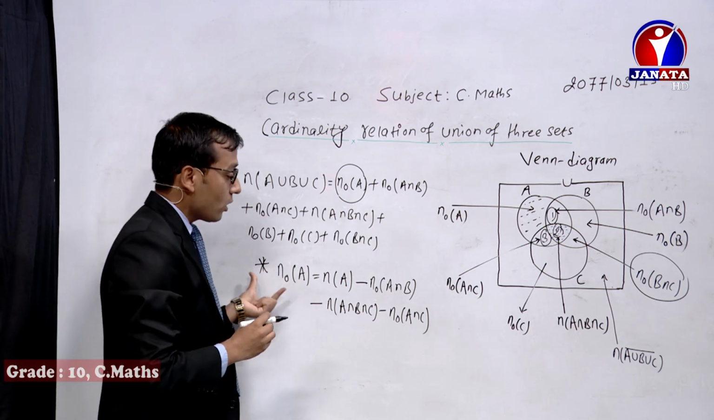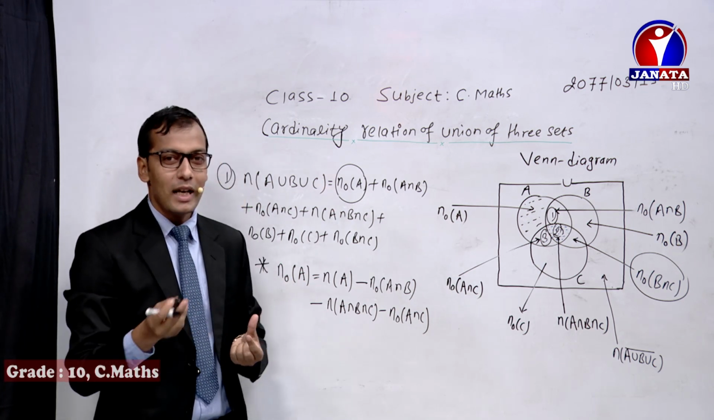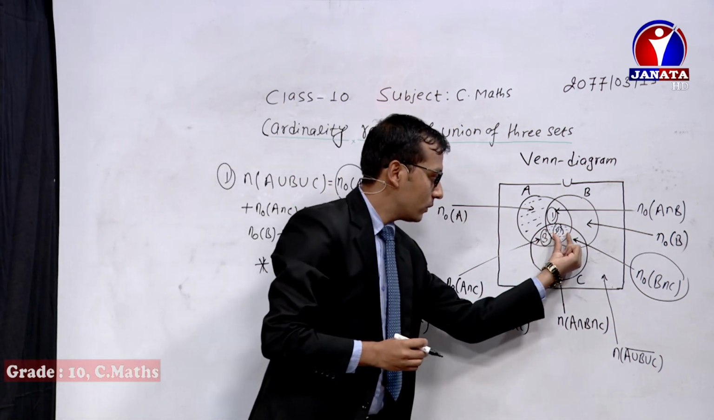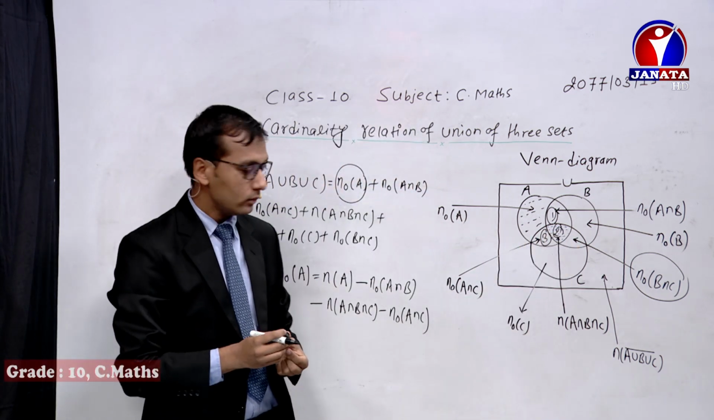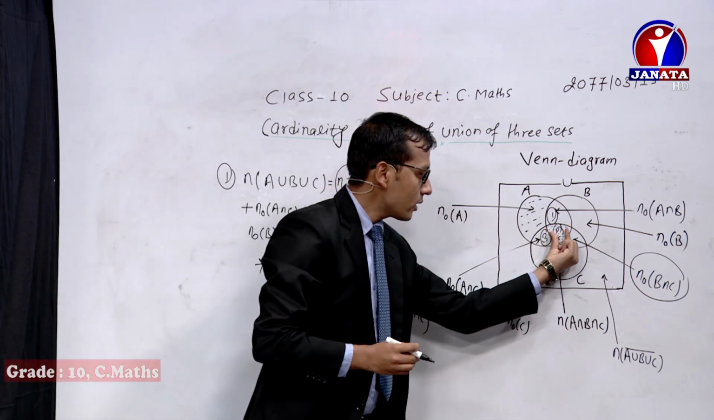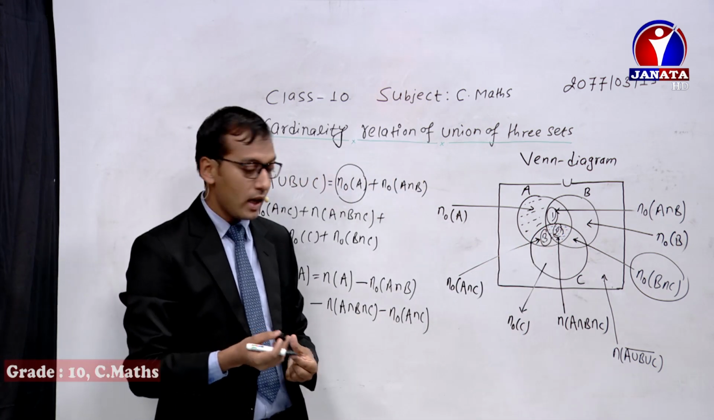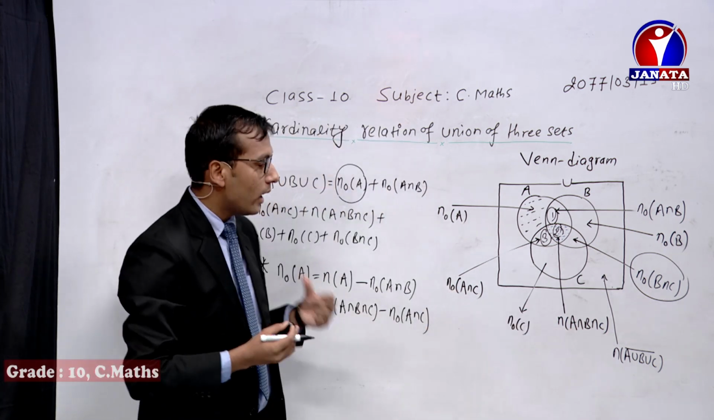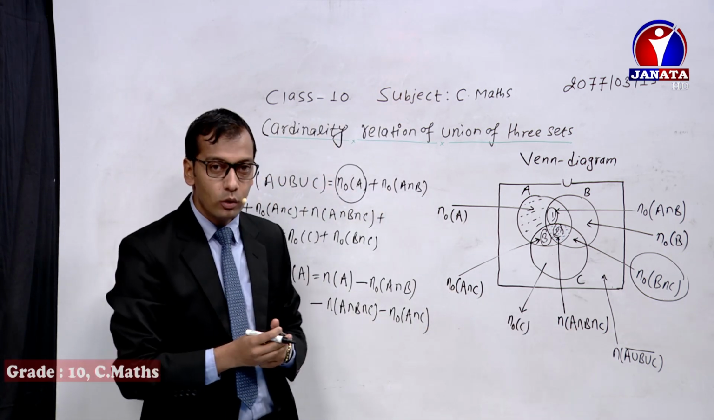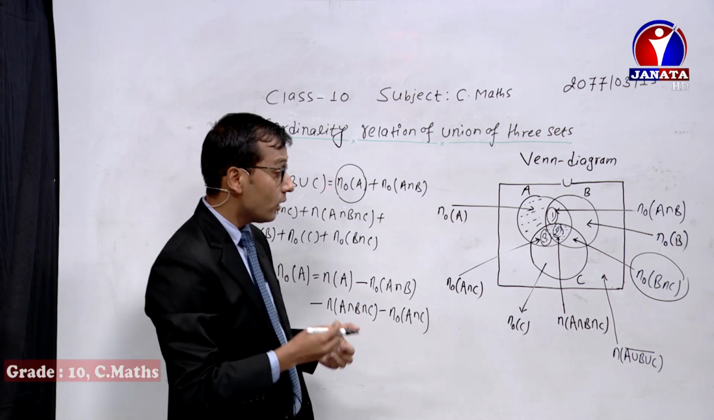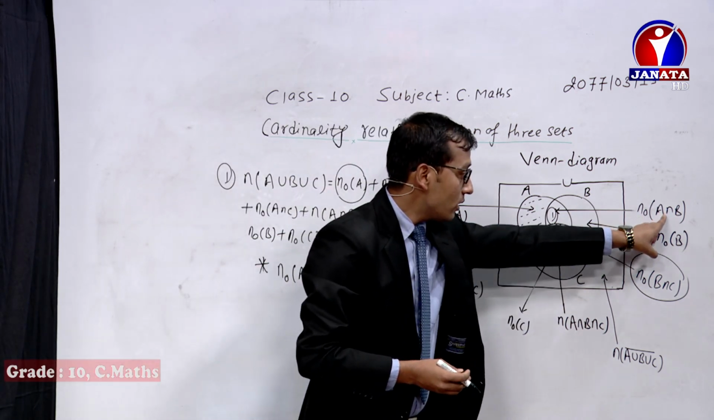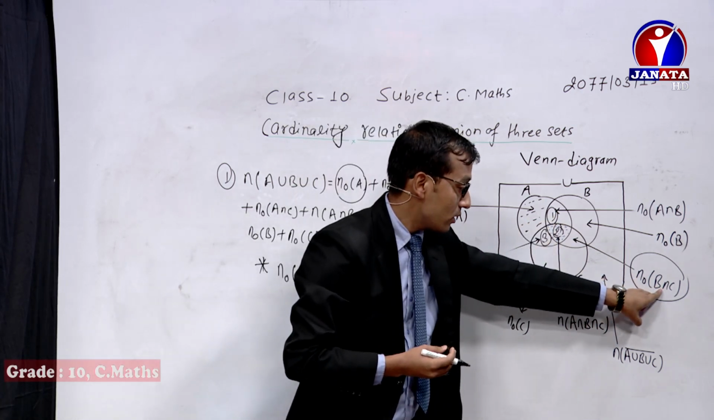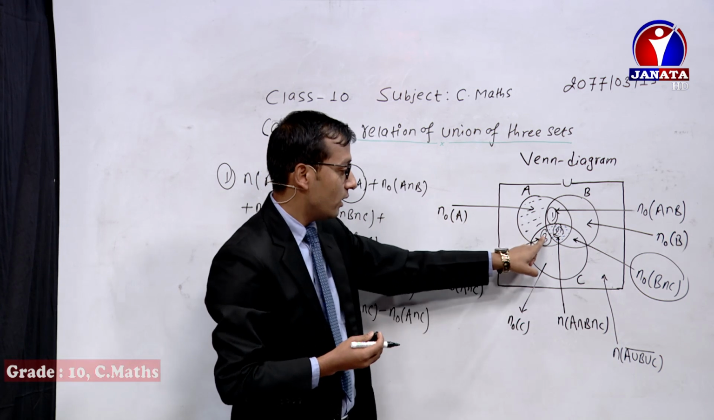While inserting the numbers in a Venn diagram, first of all, we fill up the common region, that is the intersecting region of all three subsets, A intersection B intersection C. And then we prefer to insert the number either in n only A intersection B, this region, or in n only B intersection C, or in n only A intersection C.